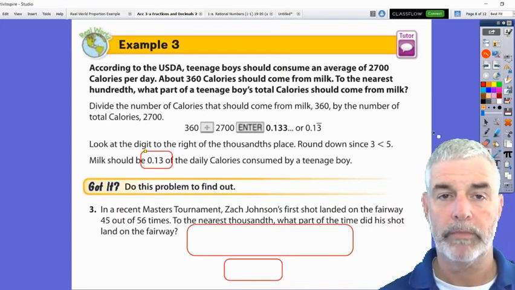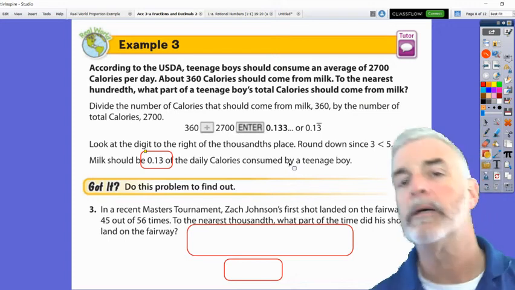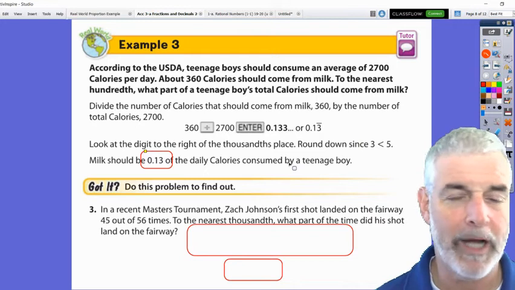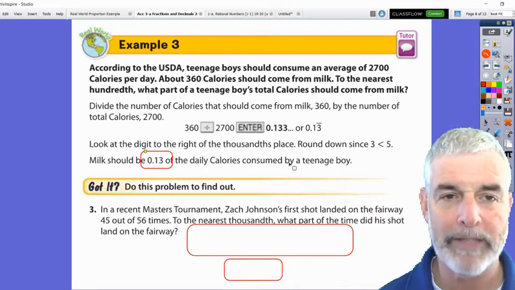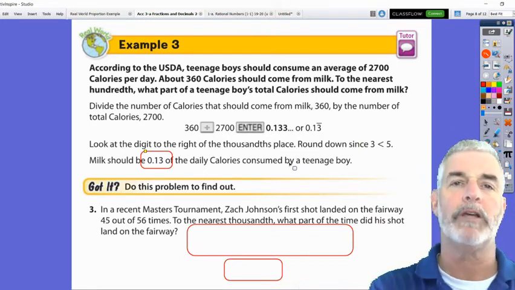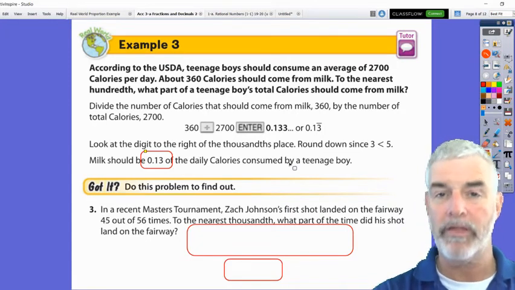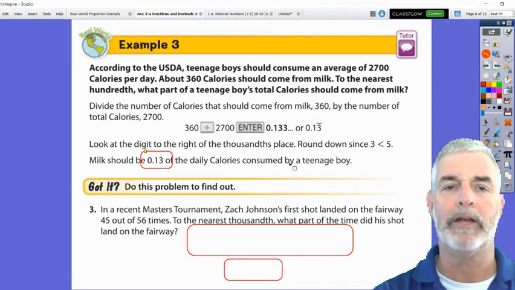Here's one for you. The recent Masters tournament, Zach Johnson's hit the fairway. His first shot landed where it was supposed to, in the short grass, 45 out of 56 times. So to the nearest thousandth, what part of the time did his shot land on the fairway?